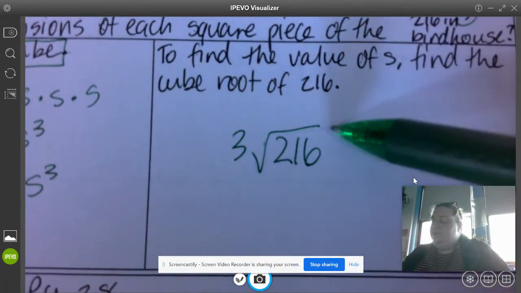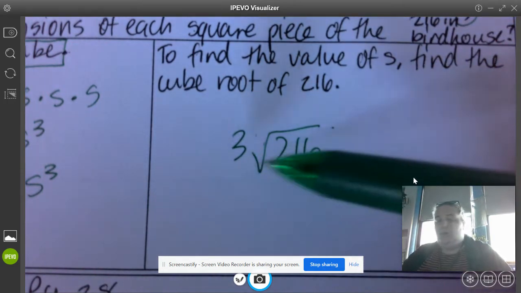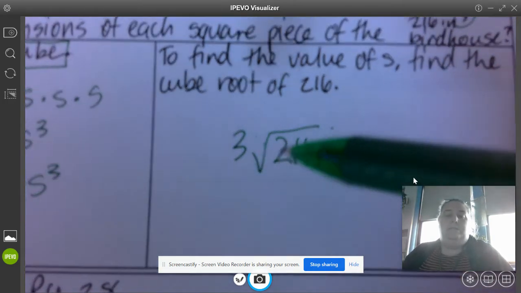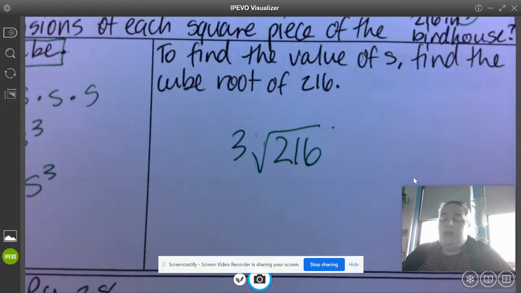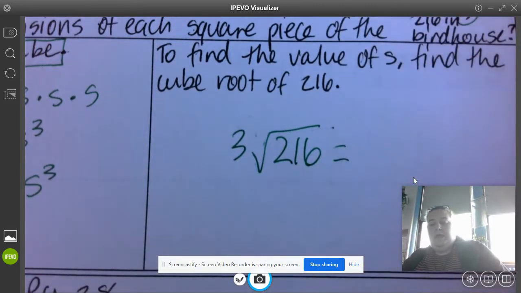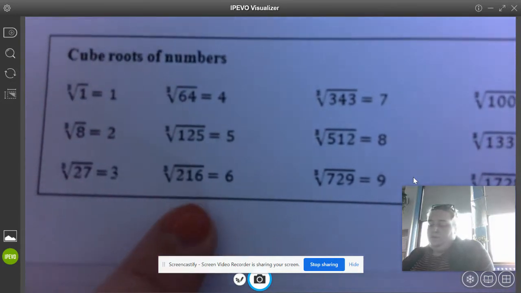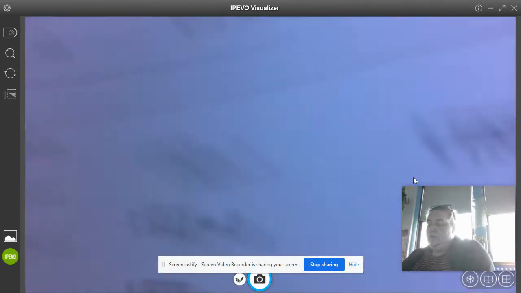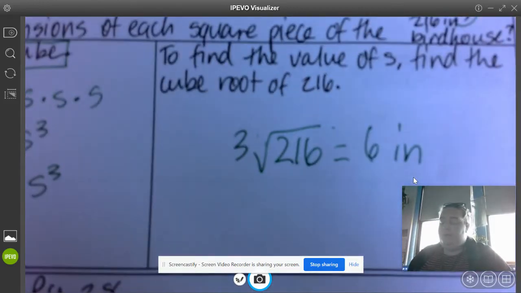You're going to notice we're still using the radical symbol. The only difference is we put a 3 above what I like to call the tail of the radical because we're taking the cube root. We have to let the person looking at our work, and ourselves, know that it's cubed, okay? So if I look at my reference sheet, I can see the cube root of 216 is 6. That means this is 6 inches each side length, okay?